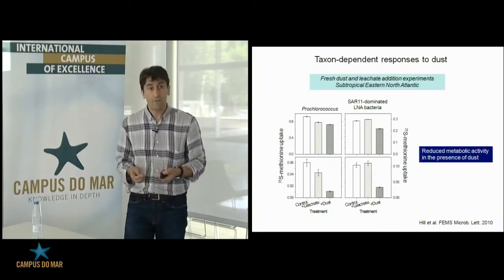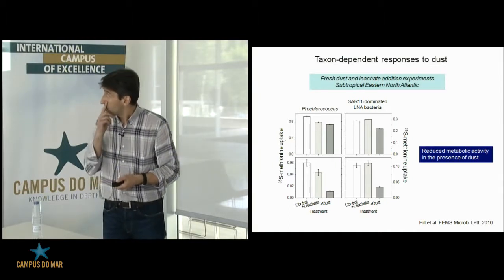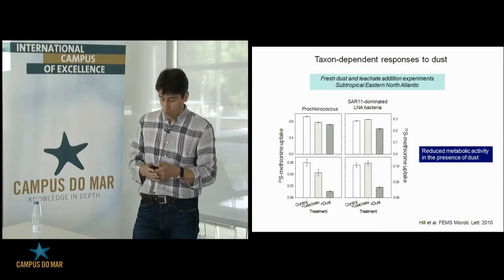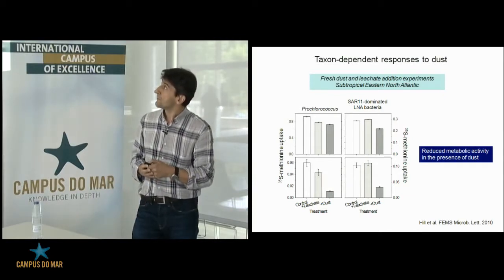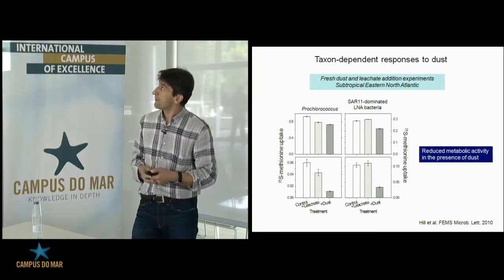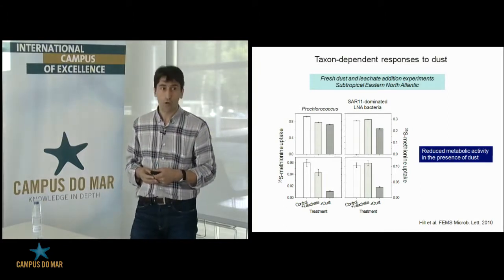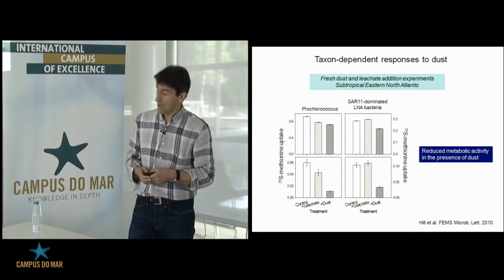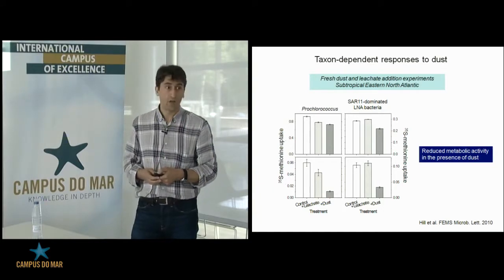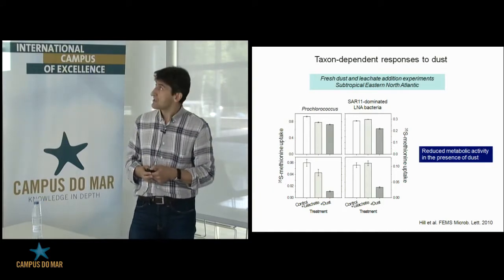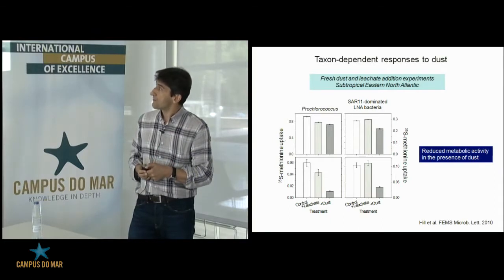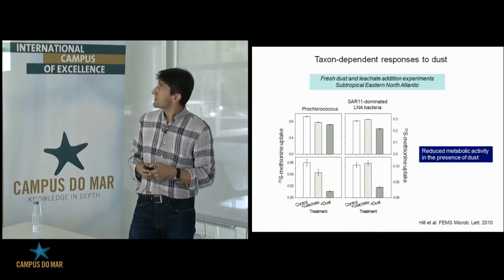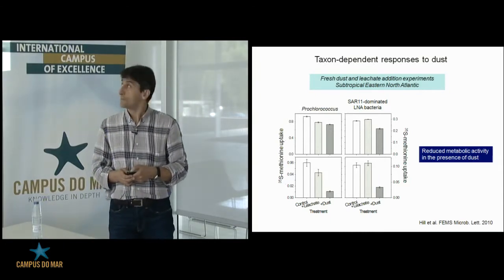This has been also seen by other authors. For instance, Polly Hill, also in the North Atlantic subtropical gyre, found that both Prochlorococcus and the SAR11 bacterial group showed a decrease in their rates of uptake of methionine after they had been exposed to dust perturbation. So again, you can see here a decrease in the uptake rates of both Prochlorococcus and the SAR11 group, reduced metabolic activity, therefore, in the presence of dust.